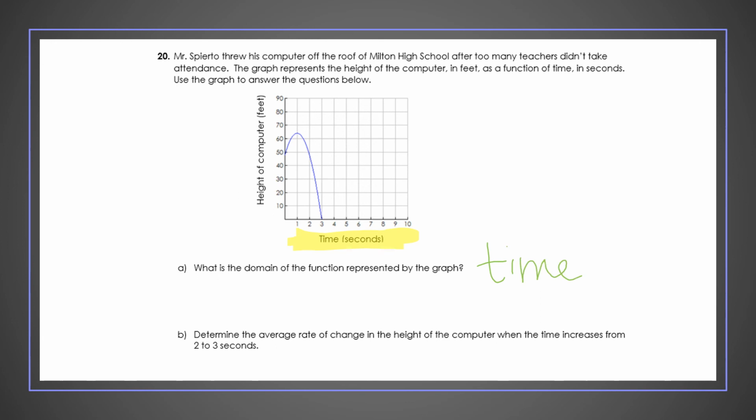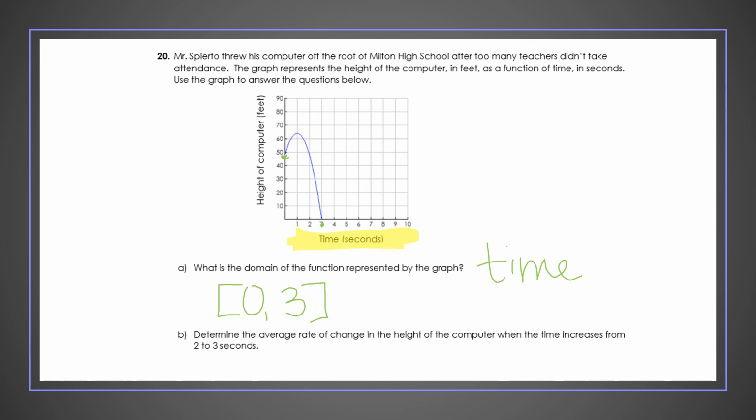So we need to look at the graph and think about how many seconds that computer can be in the air. All right, so the fewest number of seconds is when he first throws it. And I know that looks like that's 50, but that's not the time, that's the height. The fewest number of seconds would be 0. And then when it hits the ground, that would be 3 seconds. So our domain is 0 to 3 in brackets because 0 and 3 are included. The beginning time is 0 and the end time is 3. Any value between 0 and 3, decimals, fractions, rational, irrational, any time between 0 and 3 seconds would be part of the domain.